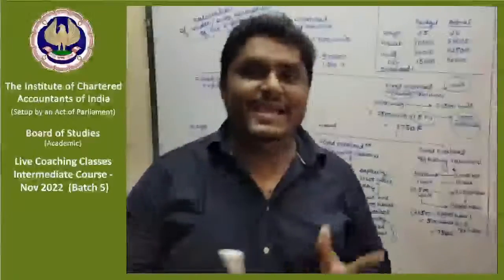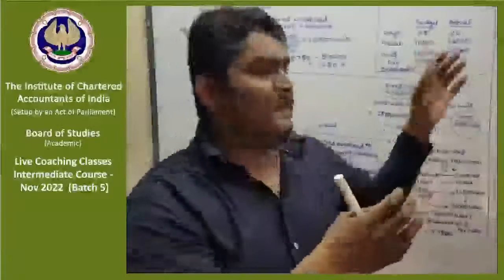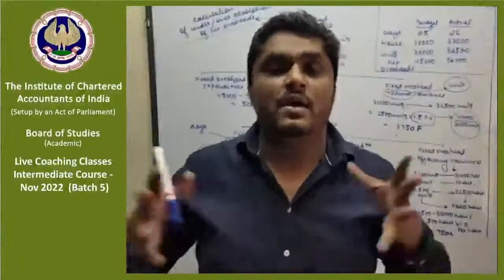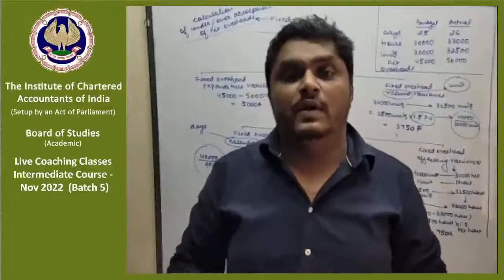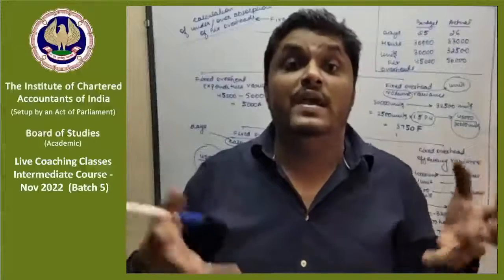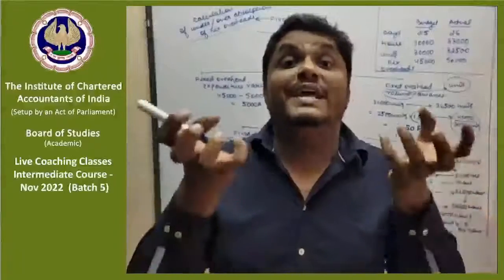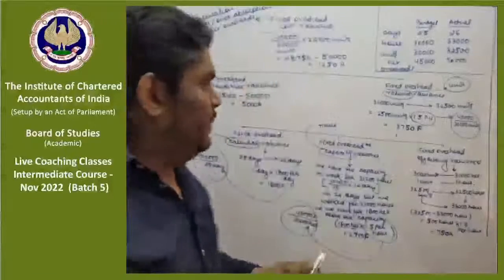So very simple, guys. Efficiency, very simple. The work was supposed to be completed in 32,500 hours, but we actually took 33,000 hours to complete the work. It means 500 hours we worked extra, we consumed extra. So it shows the inefficiency. So that's why it is adverse. Now, very important, guys.